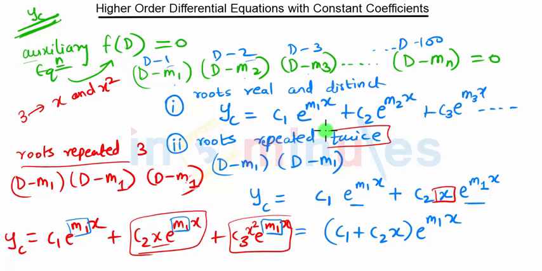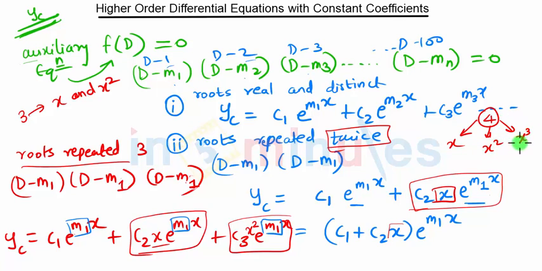When the roots are repeated twice, we multiply only by x in one term. When the roots are repeated 4 times, we multiply by x, x square and then x cube. So the power of x keeps on increasing. When the roots are repeated 4 times, our equation will be something like this: c1 plus c2x plus c3x square plus c4x cube, and from all these terms we can take e raised to m1x common. This will be the solution for the complementary part.